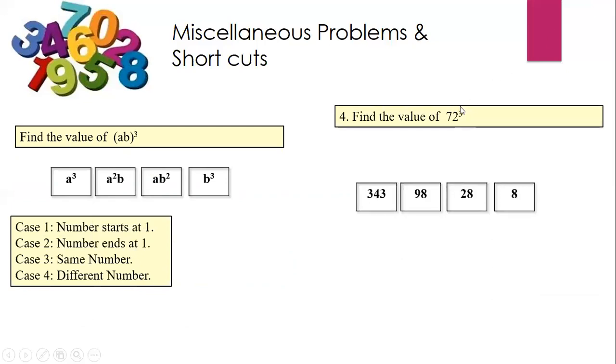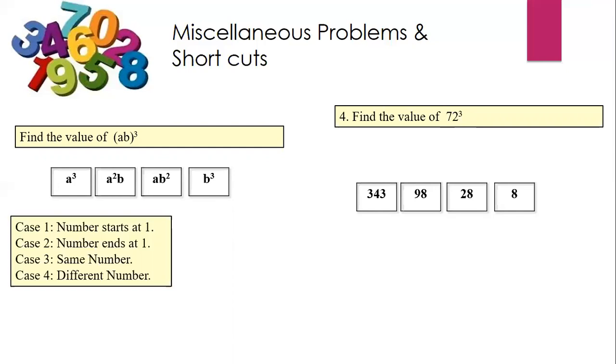72 cube is there. 7 cube is 343. Put it in the first box. 2 cube is 8. Put it in the last box. Okay. Then square the first digit: 7 square 49, into 2, 98. Then 2 square is 4. 4 into 7, 28. Put it here. After filling out the first box, your task is done.